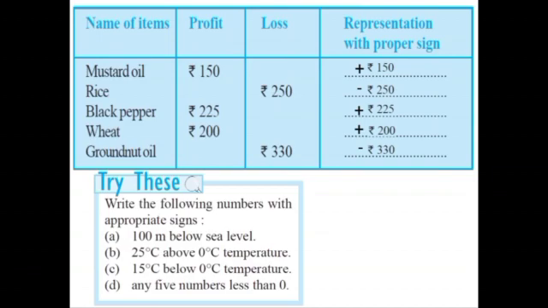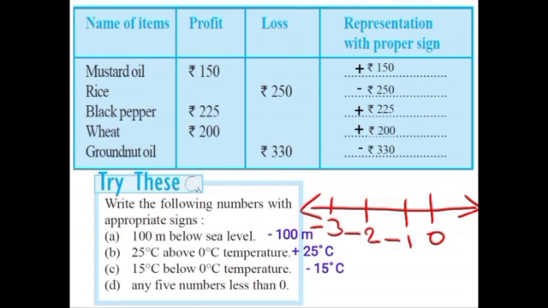Now, see part A: 100 meters below sea level can be written as minus 100 meters. 25 degrees Celsius above 0 degrees Celsius, the word above indicates plus 25 degrees Celsius. And 15 degrees Celsius below 0 degrees Celsius, how can we write it? Below means minus. Minus 15 degrees Celsius. And see part D: write any 5 numbers less than 0.